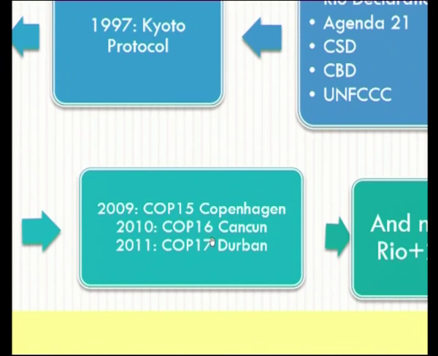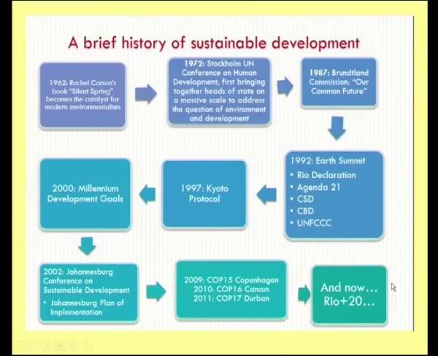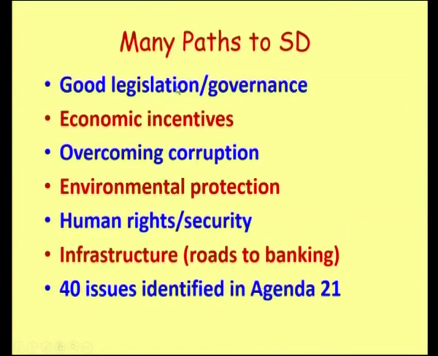And in 2009 we had another conference at Copenhagen, then Cancun in 2010, Durban in 2011, and in 2012 we had the Rio Plus 20 conference. And so, a number of conferences have been conducted so far, and the sustainability is a result of all these conferences. And there are many paths for the sustainability, the good legislation or the governance, economic incentives, overcoming corruption. Corruption is the major problem in the third world countries. Most of the countries, the Asian countries, are highly corrupted, and the environmental protection, the human rights or security, the infrastructure and some other 40 issues identified in Agenda 21. So, these are all the pathways for the sustainability.